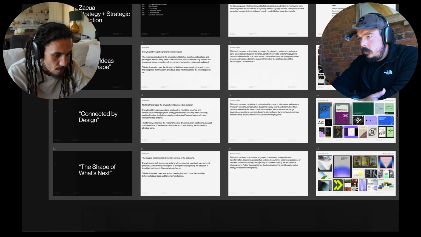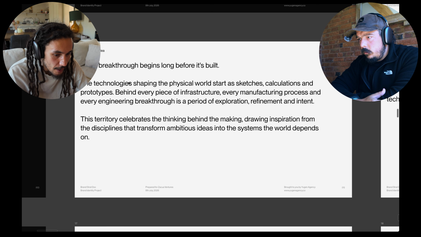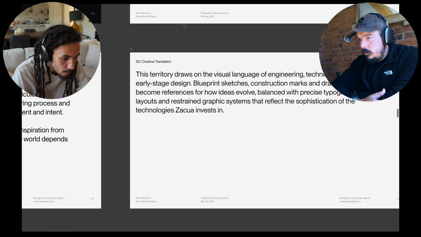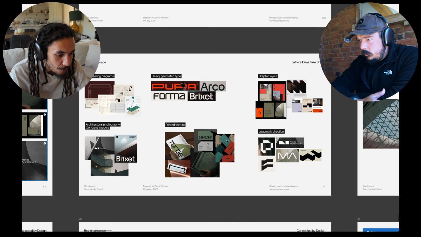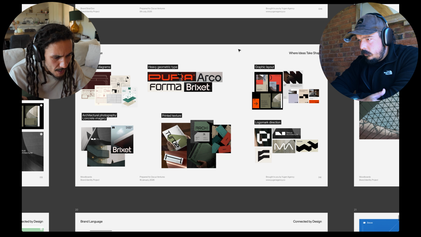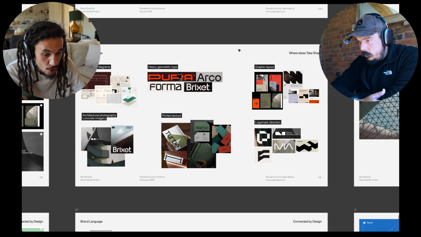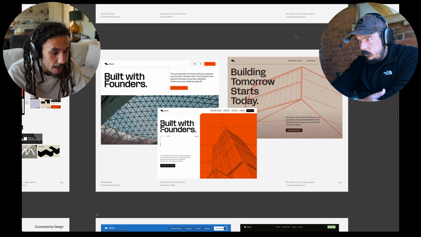This is visual territory 1. And if we go to the big idea and then we have the creative translation, we then have the mood board. We also have a breakdown of that. What is it specifically we're pulling out or showing you here? And then finally, just some hero concept explorations.